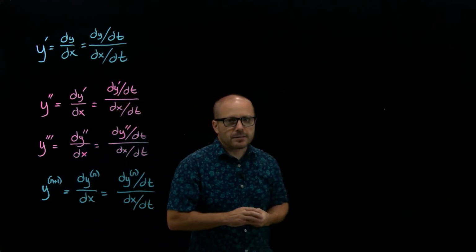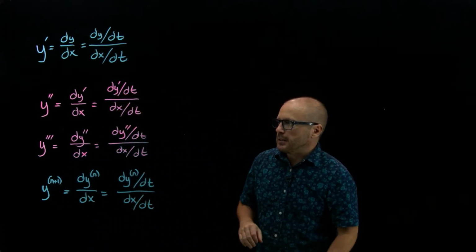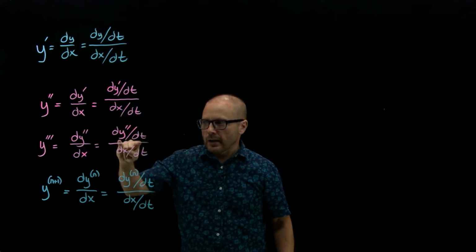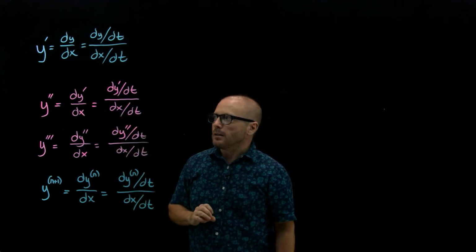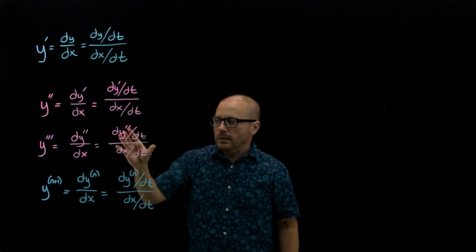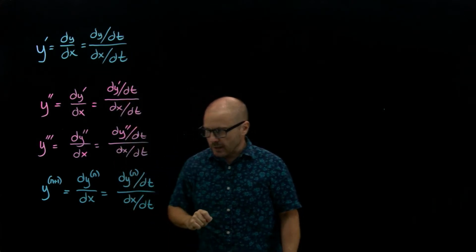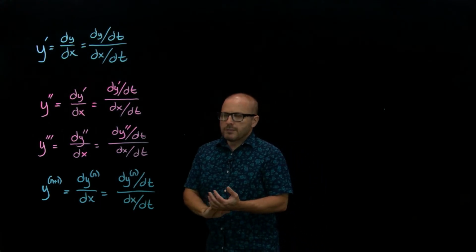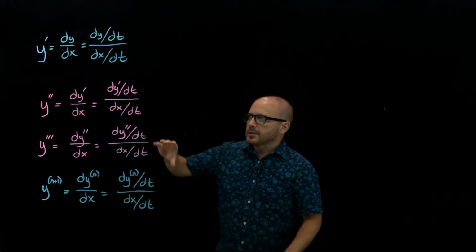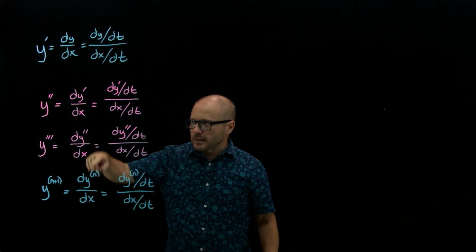Now, one of the things people often wonder when they first see this is, why aren't we taking higher and higher derivatives of x as well? It seems like we should be maybe having x prime here, x double prime, x triple prime. But if you think about it, that wouldn't make sense. What does it literally mean? If you look at this, I think it helps.